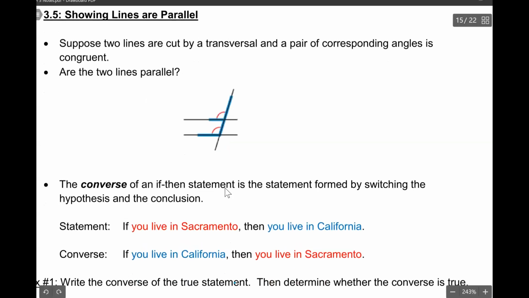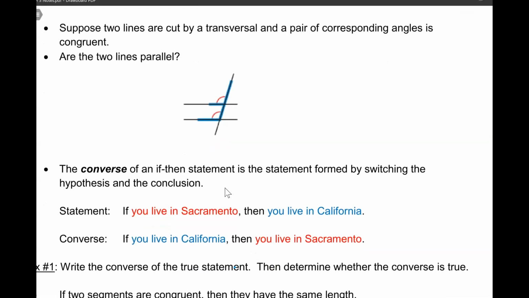Well, the converse of an if-then statement is the statement formed by switching the hypothesis and conclusion. So all we did was switch the left side and the right side. If you live in Sacramento, then you live in California. So the converse is, if you live in California, then you live in Sacramento.